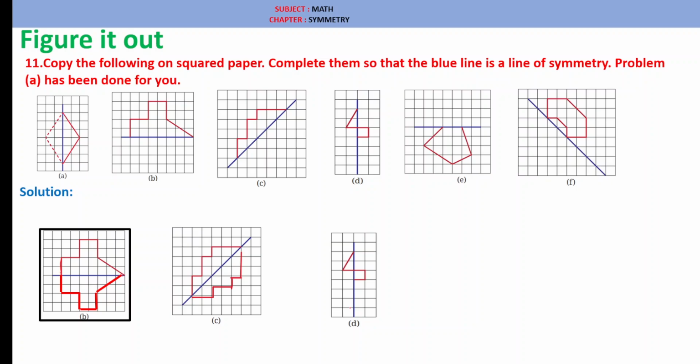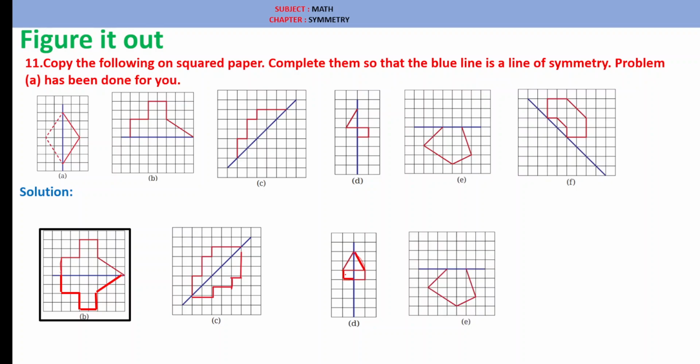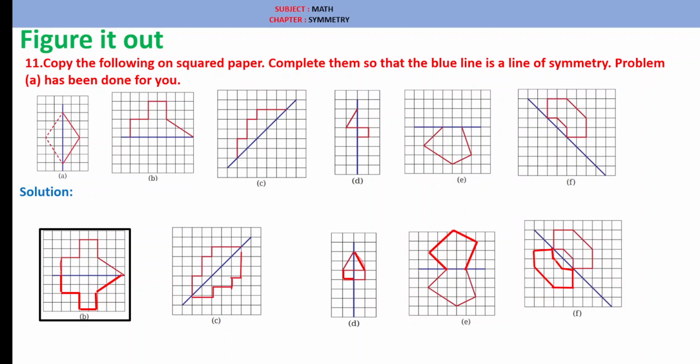Next, for this figure D, the vertical line is the line of symmetry. So we have to draw a slanting line like this. This is the figure. For figure E, the horizontal line is the line of symmetry. So we have to draw like this. First one slanting line, again going towards the left side, one more slanting line as shown in the figure. Then join this one. So now this is the figure.